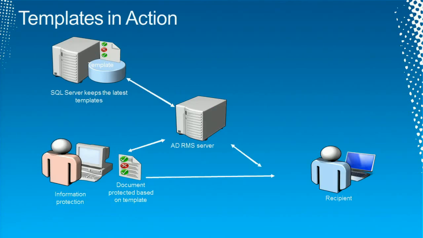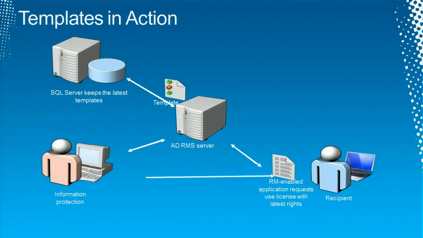All right, so here's templates in action. Essentially, what we're going to do is send a document over to a recipient, and what's going to happen on the RMS server itself is there's a SQL server running in the background, and that SQL server is going to keep the latest templates that are available to RMS. And then the RM-enabled application is going to request a use license with the latest rights. So this goes back to the example of, hey, I've modified the template.